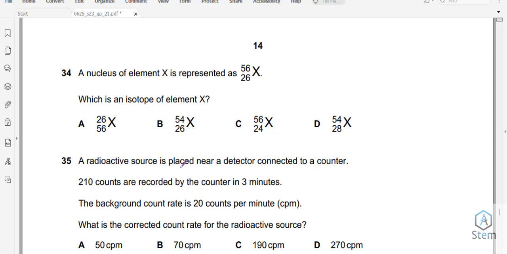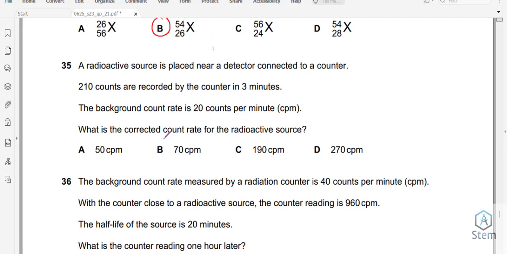A nucleus of element X is represented as 56 26 X, which is an isotope of element X. Isotopes have the same proton number. Other things can be different, but the proton number must be the same. Because isotopes, they should be isotopes of the same element. So we look for a proton number of 26, and we find it on B.